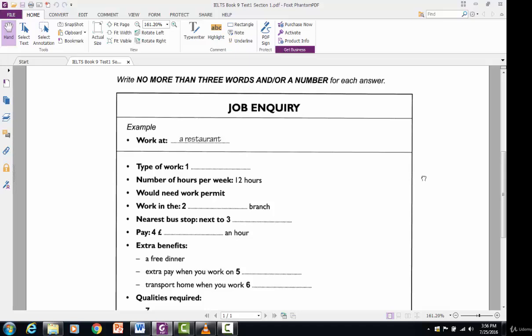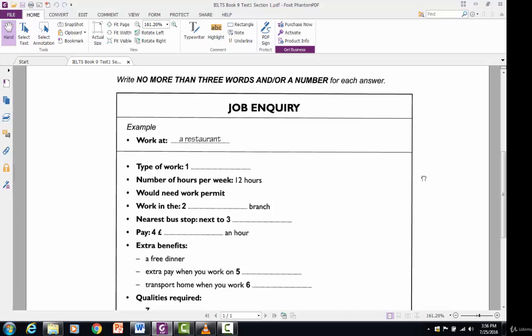Number one, you should be trying to predict what might the answer be. What type of answer might it be? Because that's going to help you with knowing what to listen for.